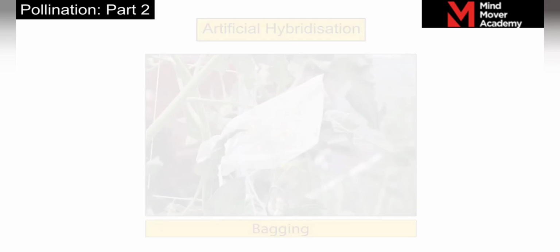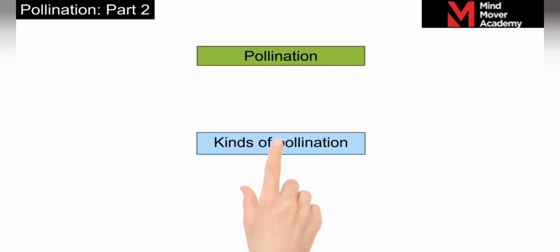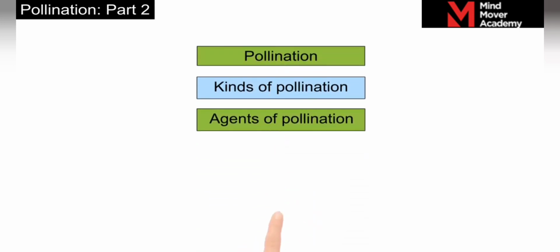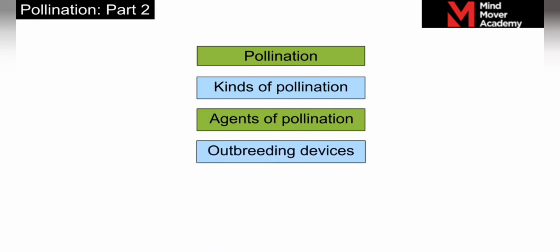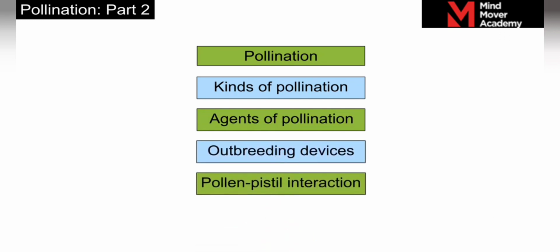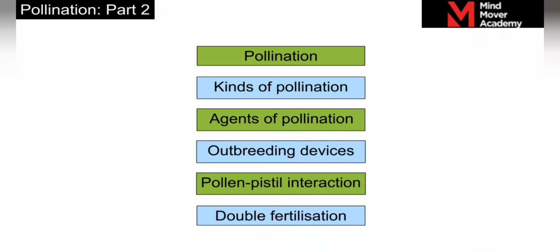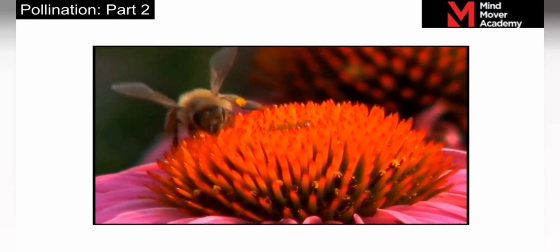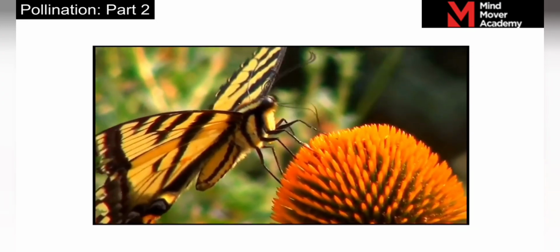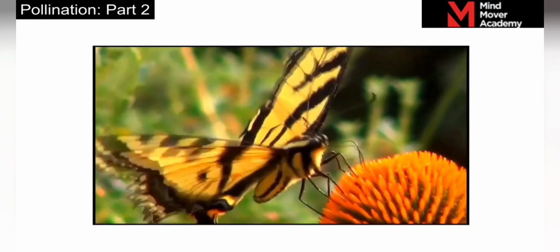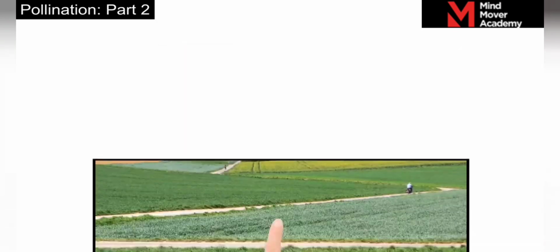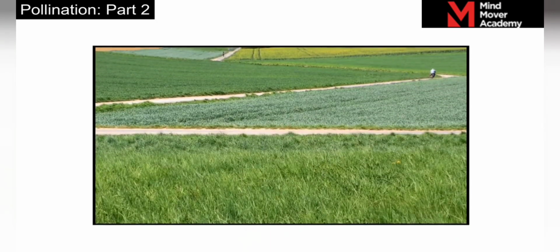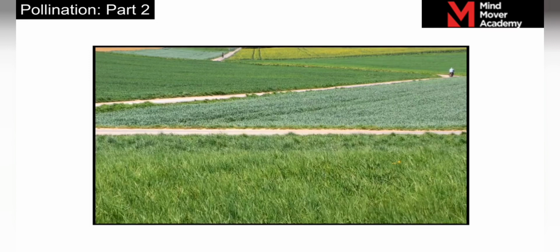Now let us sum it up then. In this module, we learnt about pollination, kinds of pollination, agents of pollination, outbreeding devices, pollen-pistil interaction, and double fertilization. By now, we all know that pollinators are often keystone species, meaning that they are critical to an ecosystem. The work of pollinators ensures full harvest of crops and contributes to healthy plants everywhere.